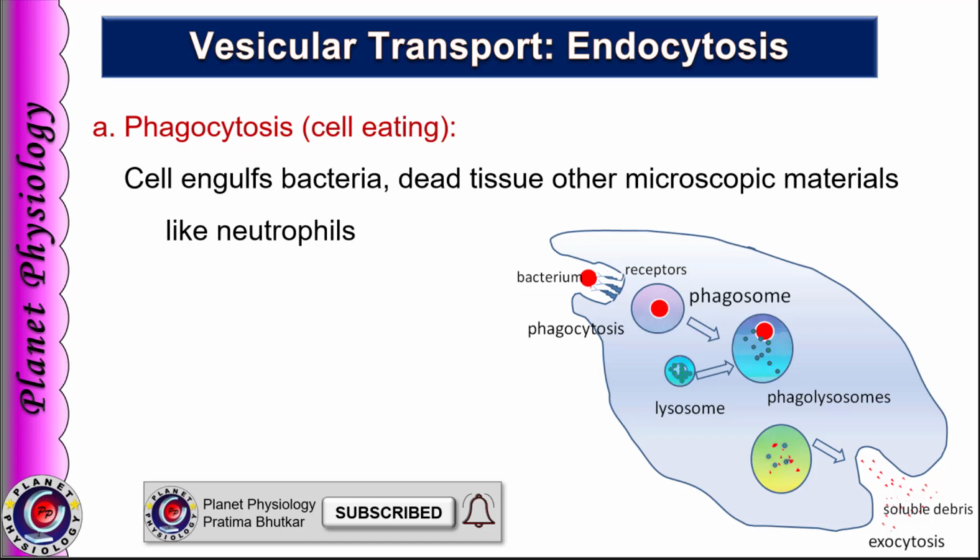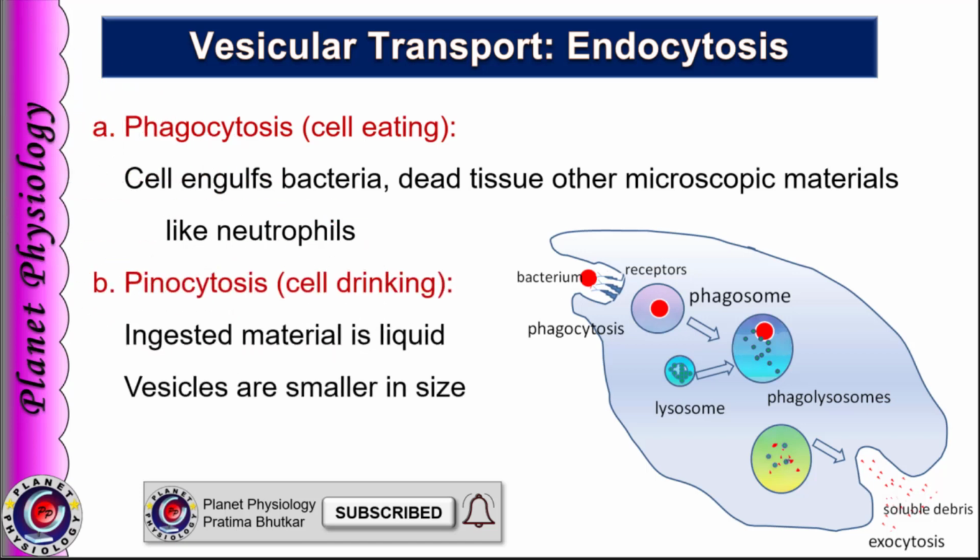When the material makes contact with the cell membrane, it invaginates around it, and invagination is pinched off, leaving the engulfed material in the form of vacuole within the cell. The process of pinocytosis is same as that of phagocytosis. Only difference is that engulfed material is liquid, and hence it is also called as cell drinking. Pinocytic vesicles are much smaller in size than that of phagocytic vesicles.